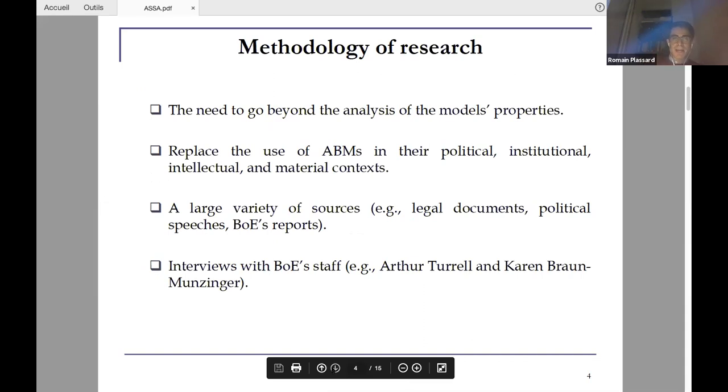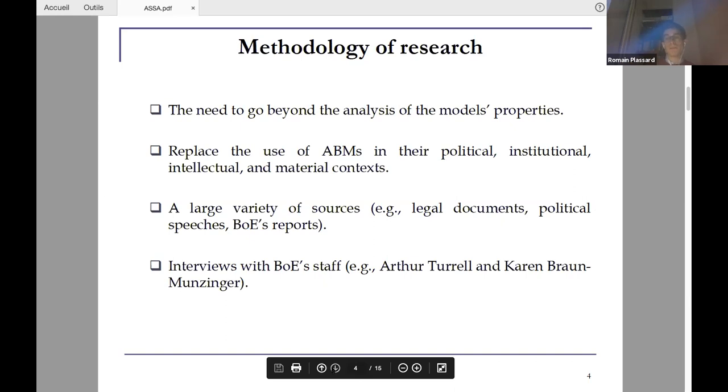I started my investigation by analyzing the properties of agent-based models. I focused on the way they are built, on their empirical content, and on their limits. However, this turned out to be insufficient to explain their use at the Bank of England. Let me take one example. Agent-based modeling has been known for its capacity to explain financial bubbles since the 90s. But it was not until 2016 that agent-based models served to inform the bank's financial stability policy. This shows the limit of a study that would be centered on the properties of agent-based models.